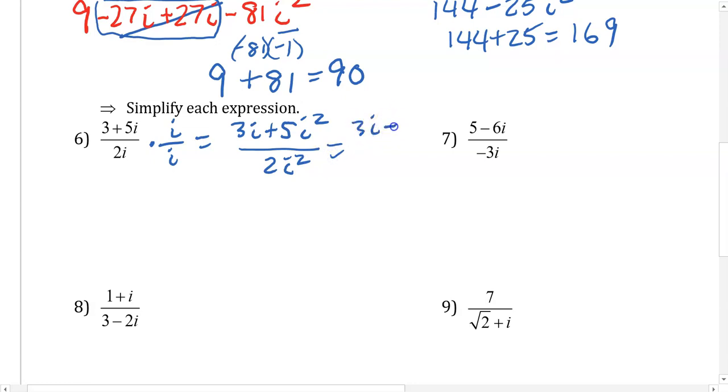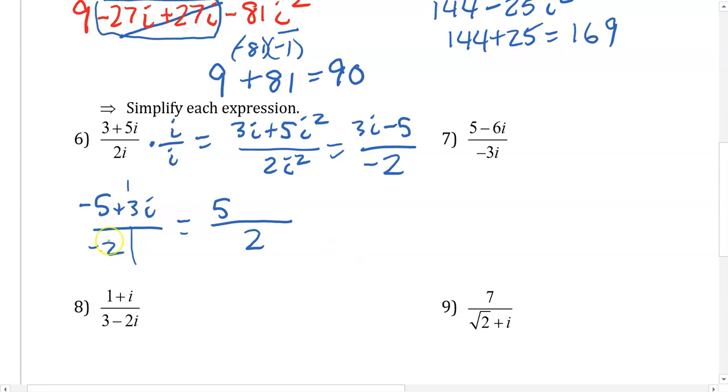So this becomes 3i minus 5 divided by negative 2. When we write complex numbers, we're going to put the real term first and the imaginary term last. So we'll rearrange this to be negative 5 plus 3i divided by negative 2. And of course, this actually means that both parts, the negative 5 and the 3i, are being divided by negative 2. So here we'll have negative 5 divided by negative 2 is positive 5 halves. And positive 3 divided by negative 2 is negative 3 over 2 for the i term. Number 7, same approach, i over i. I'll let you work through that one as a practice.